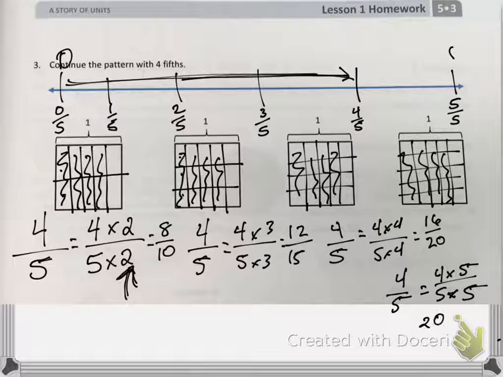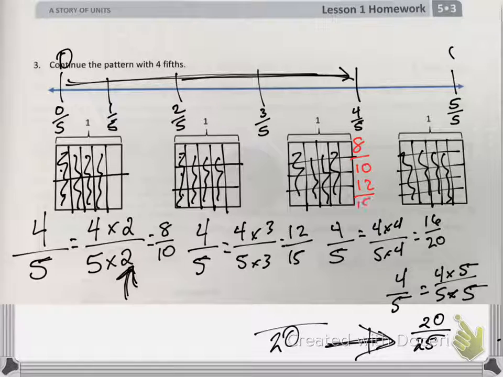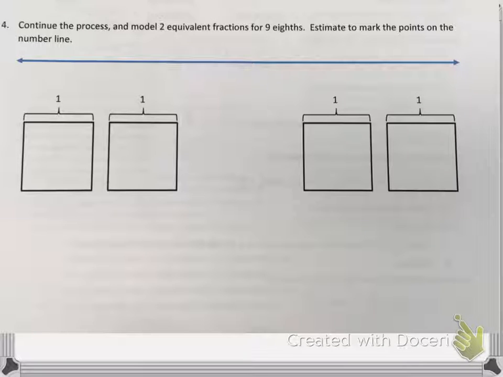So I have 20/25. Now, the Florida standards state that we shouldn't go past 20 in our denominator. We did go past 20 in our denominator here. It's okay. Just can't assess them on it. So let's go ahead and write our equivalent fractions underneath 4/5. So we have 8/10, 12/15, 16/20, and finally 20/25.